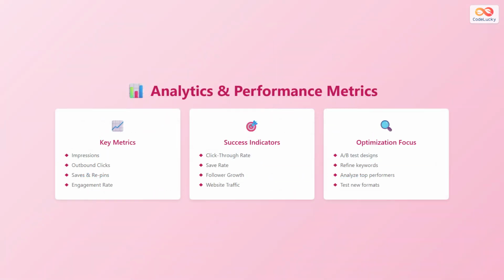Track the right metrics to measure your Pinterest success. Monitor impressions to see how many people view your pins. Watch outbound clicks to measure traffic you're sending to your website. Pay attention to saves and repins because these indicate people value your content. Calculate your engagement rate to understand how your audience interacts with your pins. Focus on improving your click-through rate and save rate. Track your follower growth and actual website traffic. Use this data to perform A/B testing on different pin designs. Study your top-performing pins to understand what works, refine your keywords, and continuously test new formats to improve results.